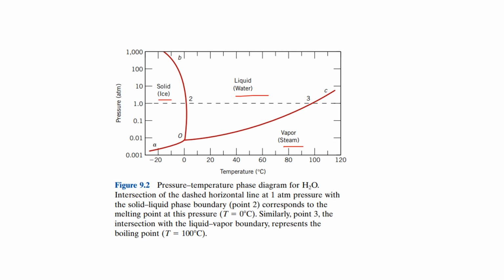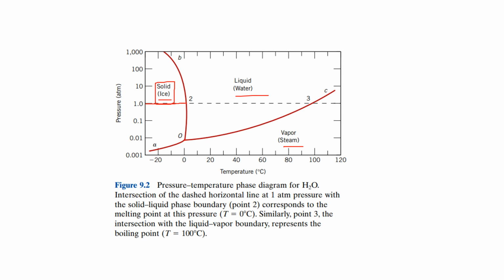One horizontal line is drawn at an atmospheric pressure, 1 atmospheric pressure. If we go horizontally from left hand side to right hand side, at a temperature from minus 20 or minus 25 degree centigrade to 0 degree centigrade, the water is solid ice.